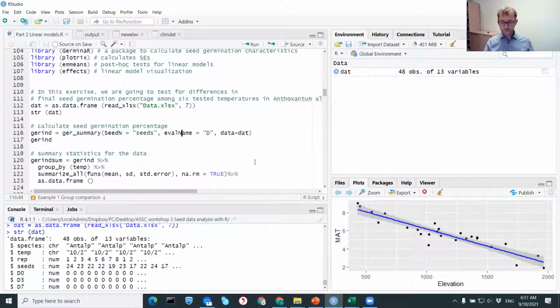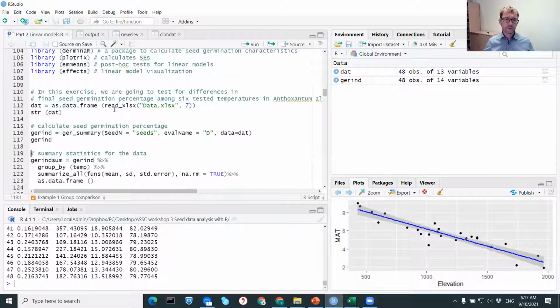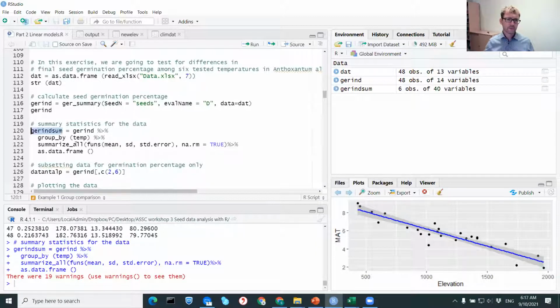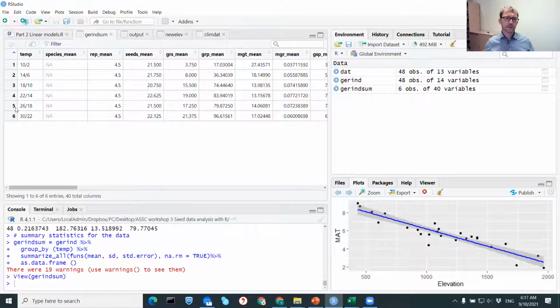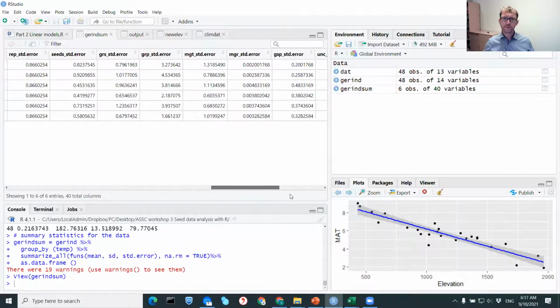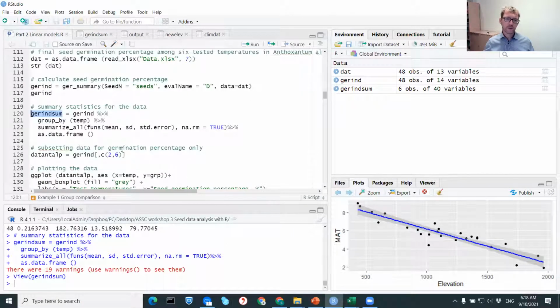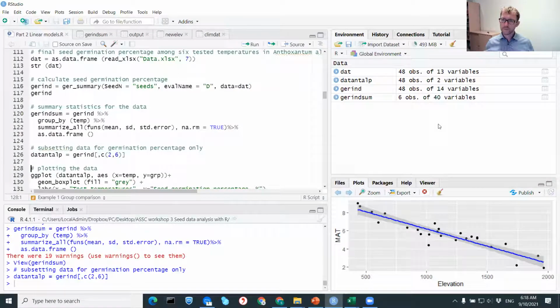I'm using here the Germinar package to calculate seed germination percentages, right? I mean, everything that you already know from earlier. So what I have here, I have 6 test temperatures, right? And yeah, Germinar calculates a lot of seed germination parameters for me, but I'm interested in germination percentages only, right? So basically I'm subsetting the data set. I don't need all of those. So I'm cutting it down.